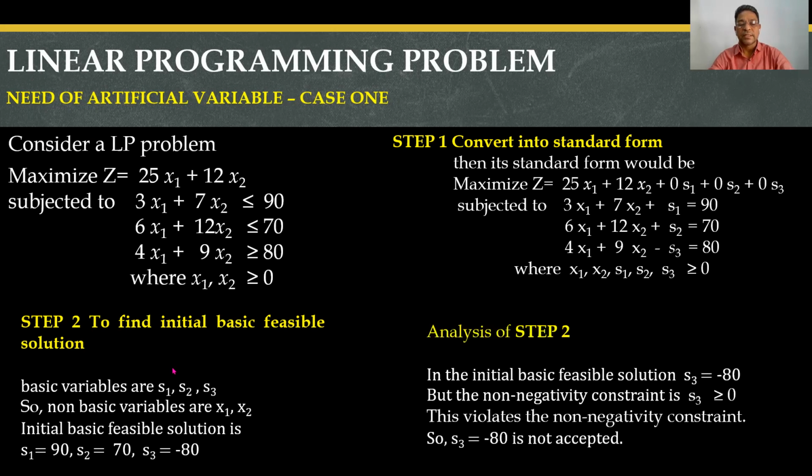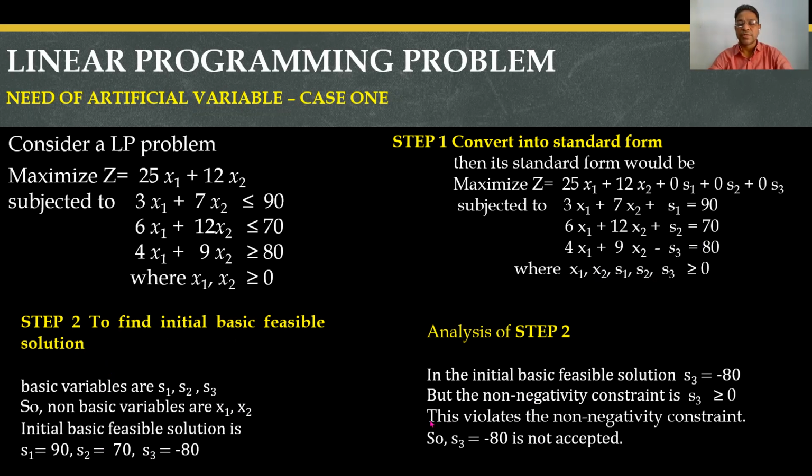Now let us analyze this initial basic feasible solution. After analyzing, we understand that s3 = -80, but we have said here that s3 should be greater than or equal to 0, and here we are getting s3 = -80, so it is violating the non-negativity restriction. So we cannot accept this value of s3, and we have to make some change here so that the initial basic feasible solution can be easily obtained.